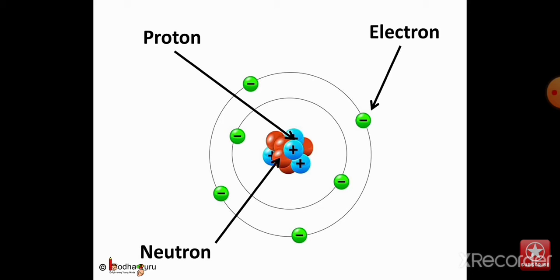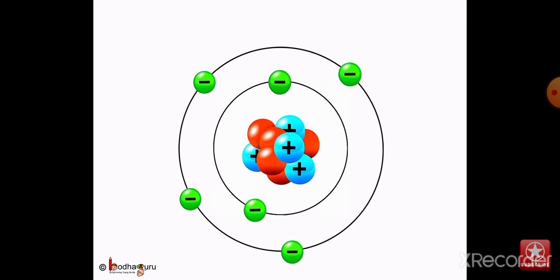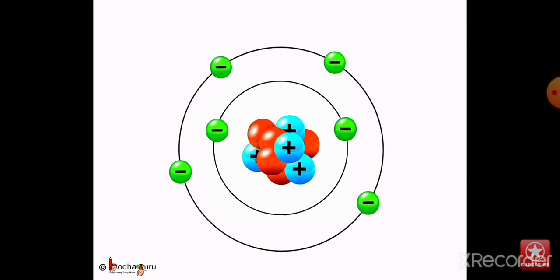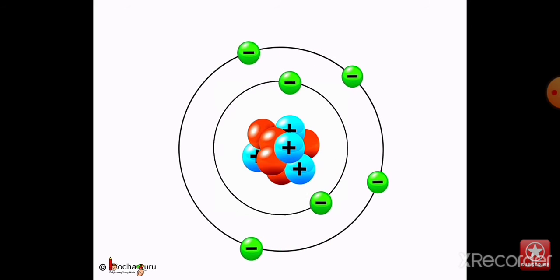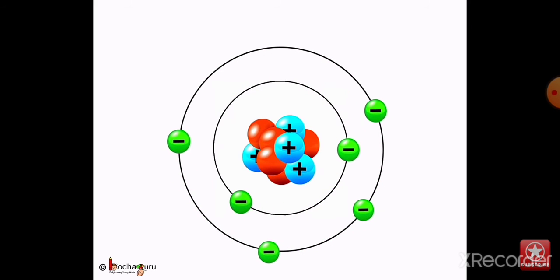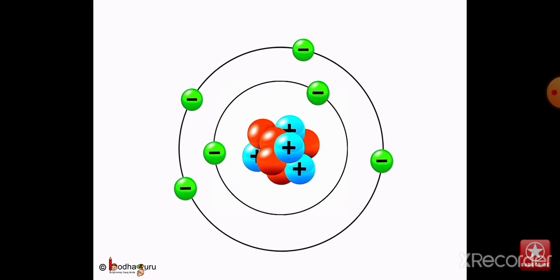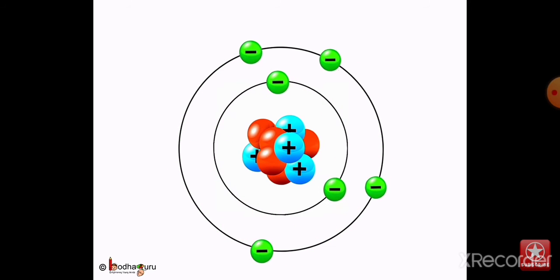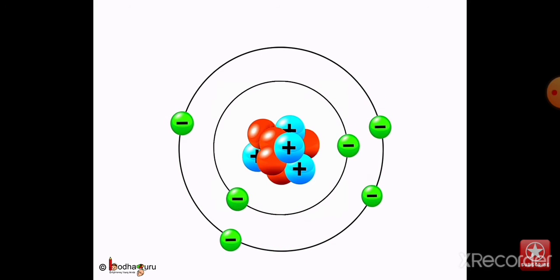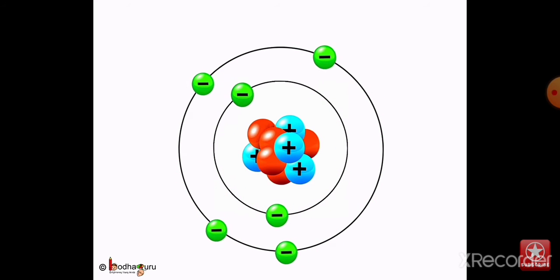The maximum number of electrons present in a shell is given by the formula 2n², where n is the orbit number or energy level index 1, 2, 3. Hence, the maximum number of electrons in different shells are as follows.